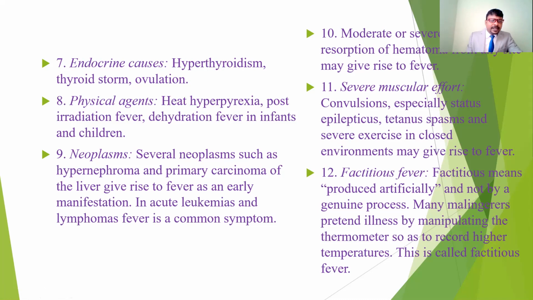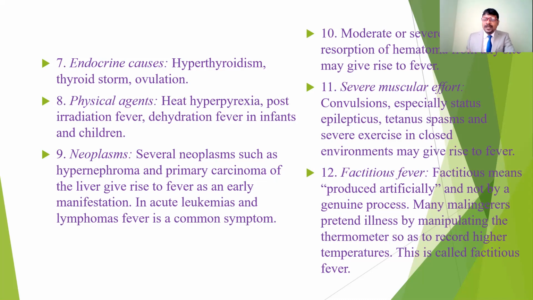And coming to the neoplasms. Neoplasms means cancerous, an abnormal growth of tissues or cells. Several neoplasms such as hypernephroma and primary carcinoma of the liver give rise to fever as early manifestations. Especially the nephroma. Nephroma relates to the nephron, the kidney cells. If you see any structure in the kidneys, the nephron is there.